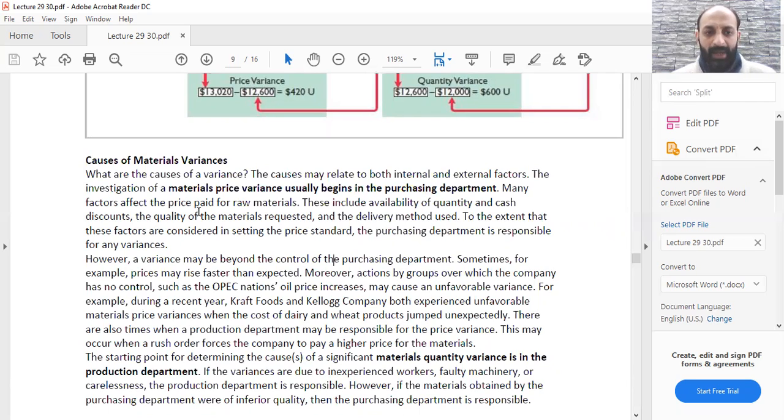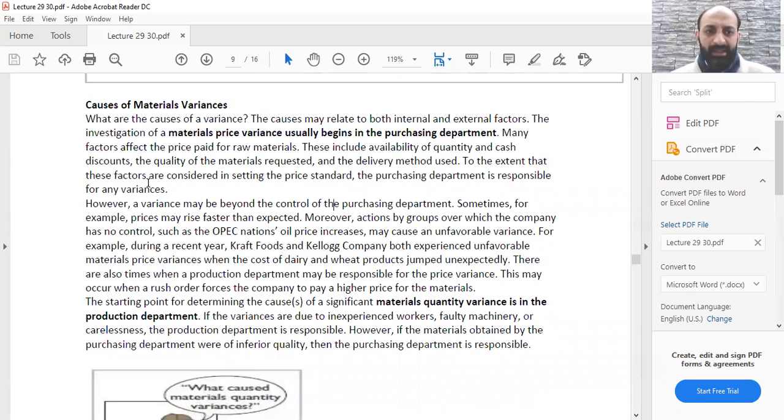Many factors affect the price paid for raw materials. These include availability of quantity and cash discounts, the quality of materials requested. Now you may see that maybe the price paid for raw material was less because the material was of poor quality. So now you have to figure out, in this scenario, if you end up saving dollars in the form of paying less, does it do you any good? Because remember, the product that you ended up buying is of poor quality.